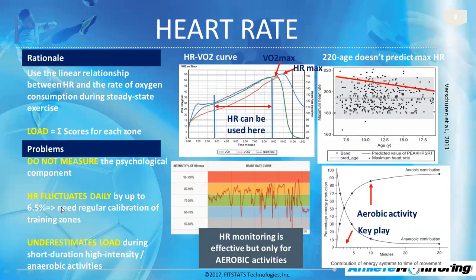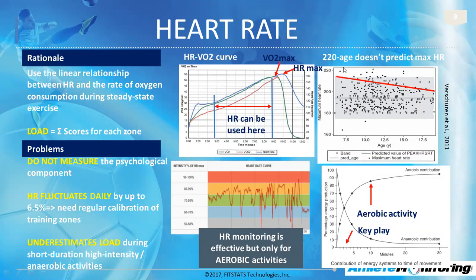Then heart rate fluctuates daily. So you need to have a regular calibration of those zones, because maximum heart rate is fluctuating, resting heart rate is fluctuating, and exercise heart rate, submaximal heart rate, also fluctuating regularly. So you need to calibrate your heart rate monitor very regularly to have accurate zones. If you use a formula to predict the maximum heart rate, well, it doesn't work well.